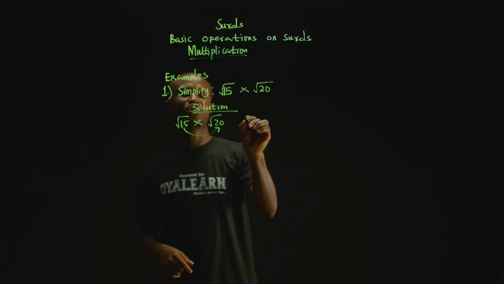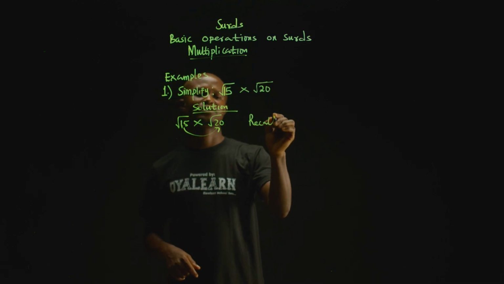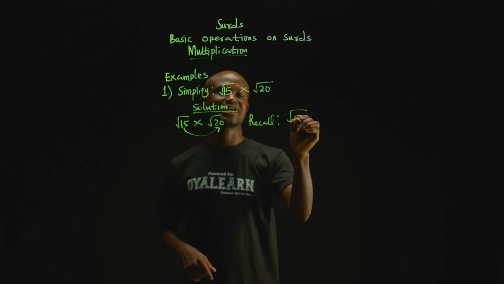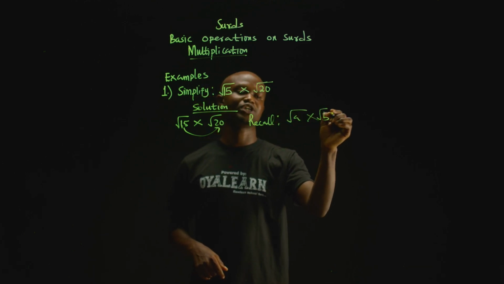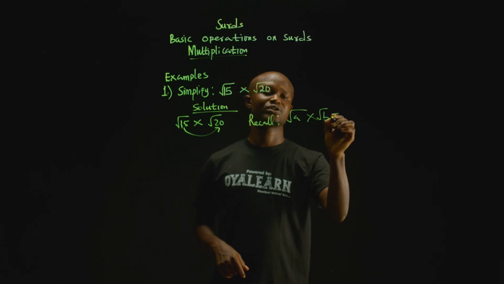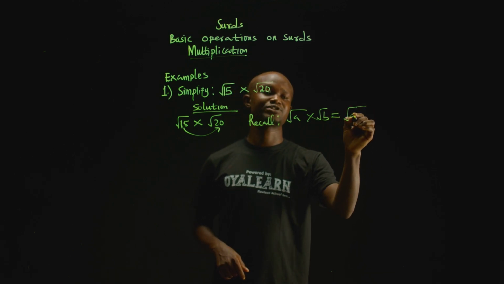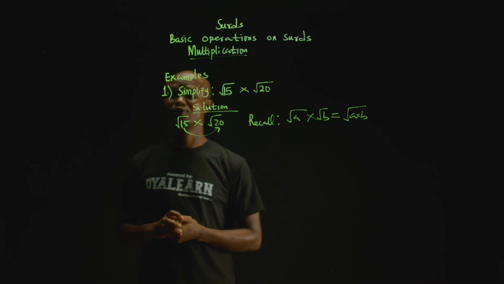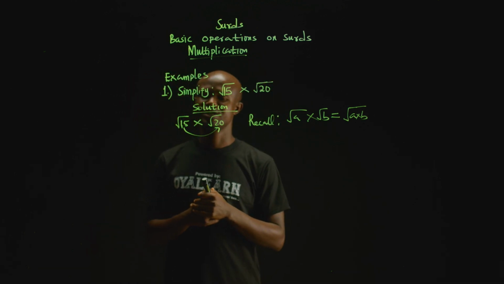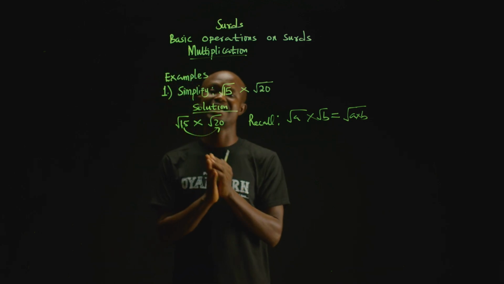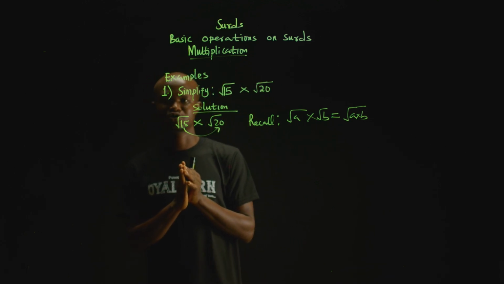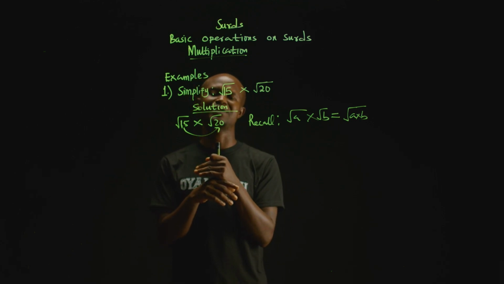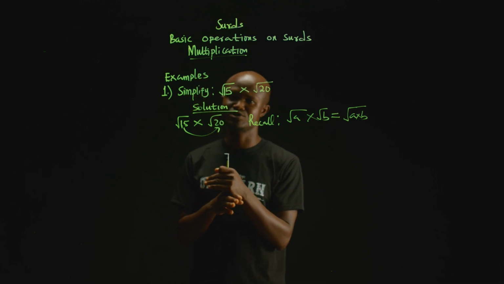Because based on the principle or the law of surds, root A times root B gives us root AB. But it is possible, if you don't want to use that approach, that if there is a perfect square in a particular surd, then you need to simplify first before you can multiply together. You can also use that approach.